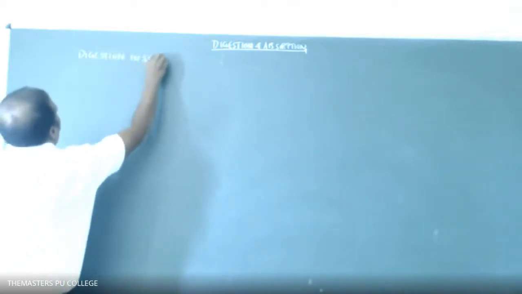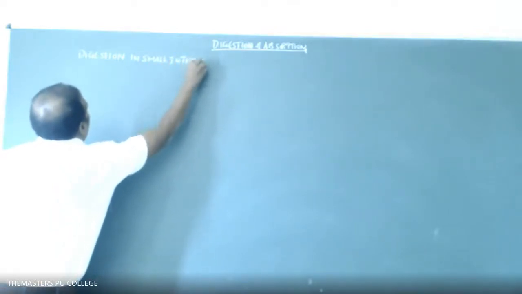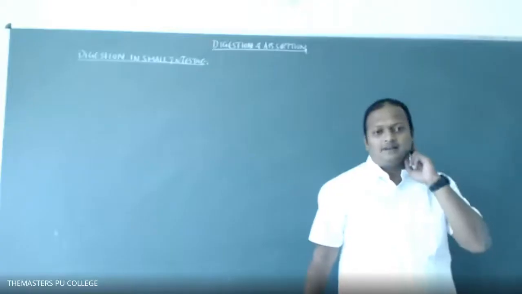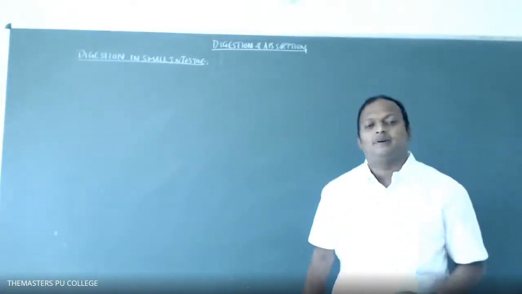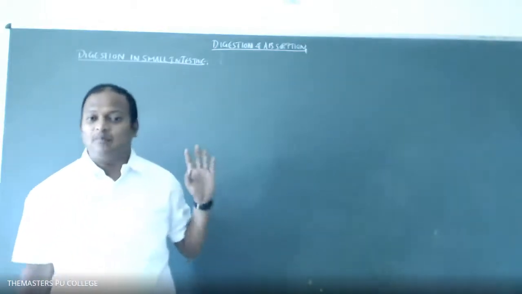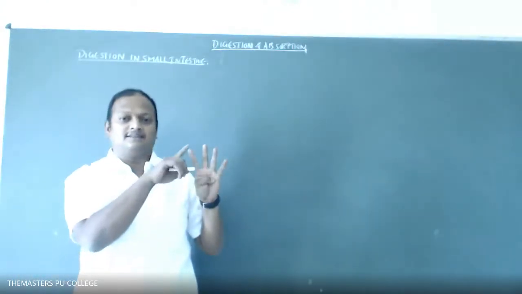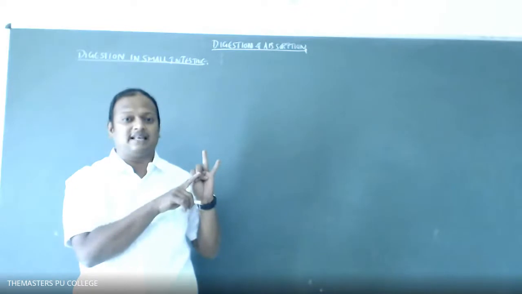So next one, the digestion process in small intestine. Yes, students, from the stomach, the chyme enters from where to where? Stomach to duodenum of small intestine. Very good. Duodenum, part of small intestine. In the region of duodenum, the process of final digestion takes place with the help of secretions of liver, secretions of pancreas, and secretions of duodenum itself.